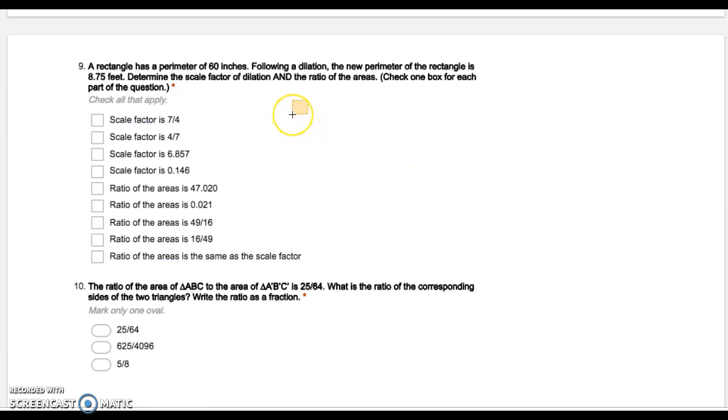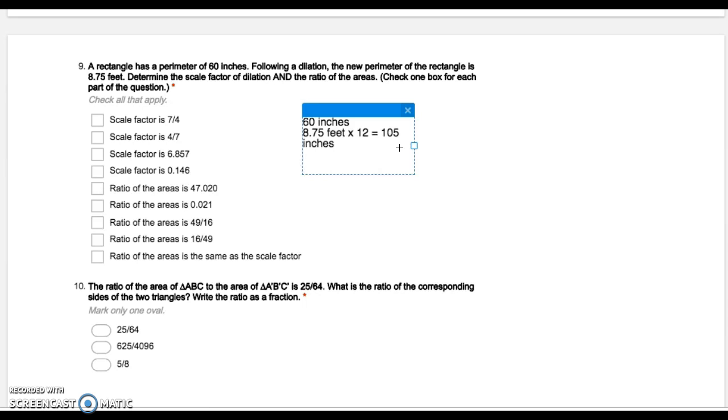Okay, so it gives us an initial perimeter in inches, and then the second perimeter it gives us in feet. So the first thing I would do, since we have 60 inches, I want to get 8.75 feet into inches, so we'll multiply that by 12, and that will get us 105 inches. So now we're working in the same units, which is inches.